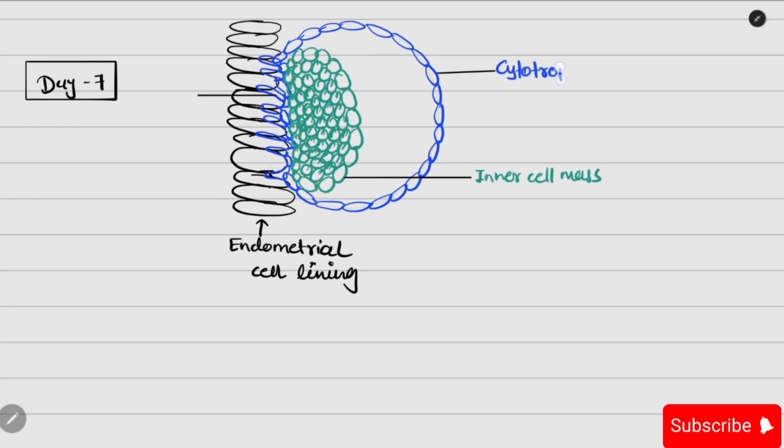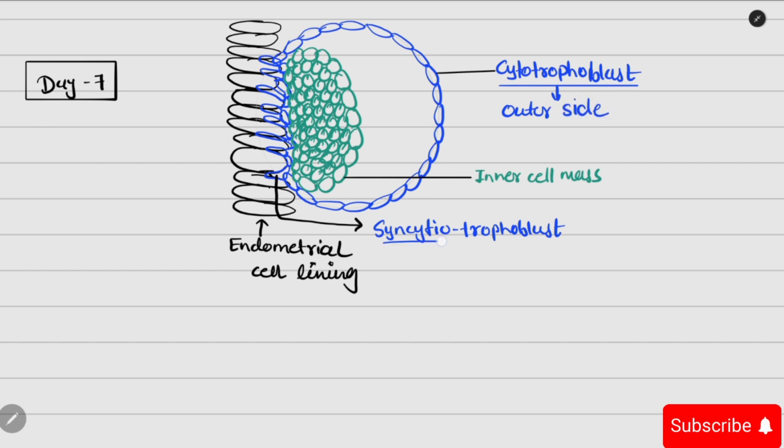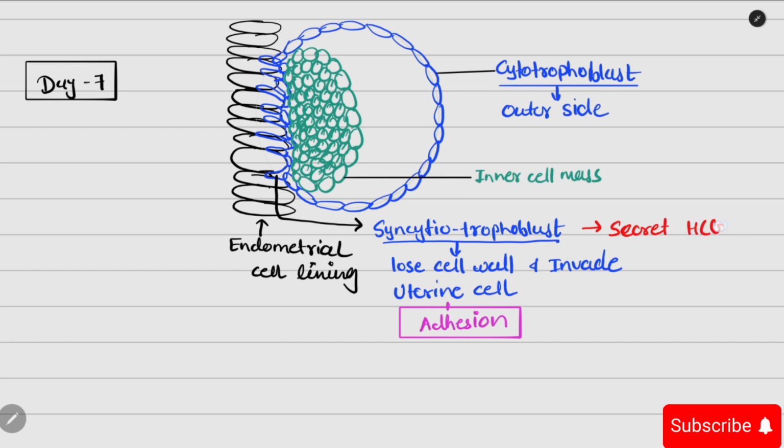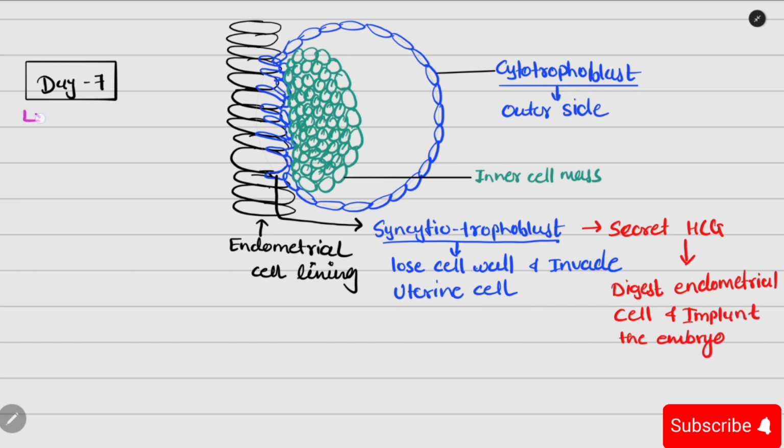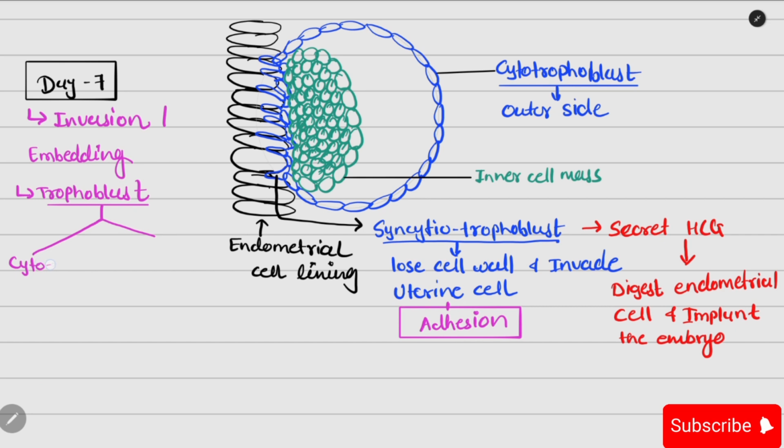But now we can see here that we have two types of trophoblasts, so the trophoblast now divides into two types. Cytotrophoblast on the outer side with intact cell walls. Syncytiotrophoblast invades the endometrial lining by loosening cell walls. Also secretes HCG hormone, which helps digest endometrial cells and makes implantation easier. So on day 7 we have invasion, and the trophoblast divides into cytotrophoblast and syncytiotrophoblast.